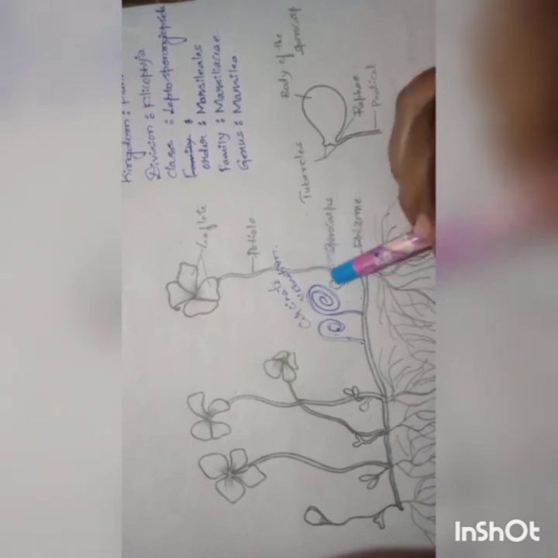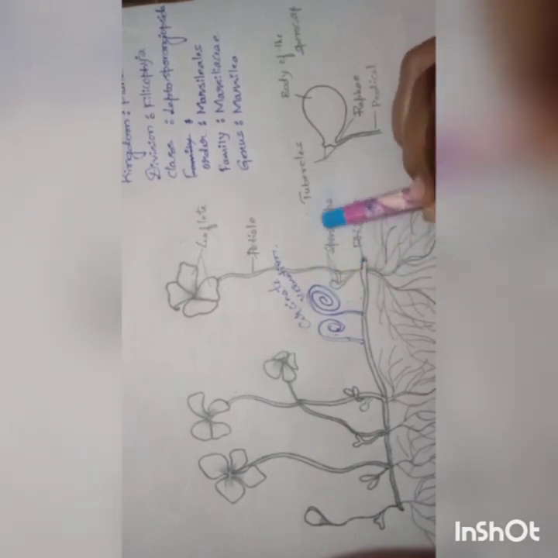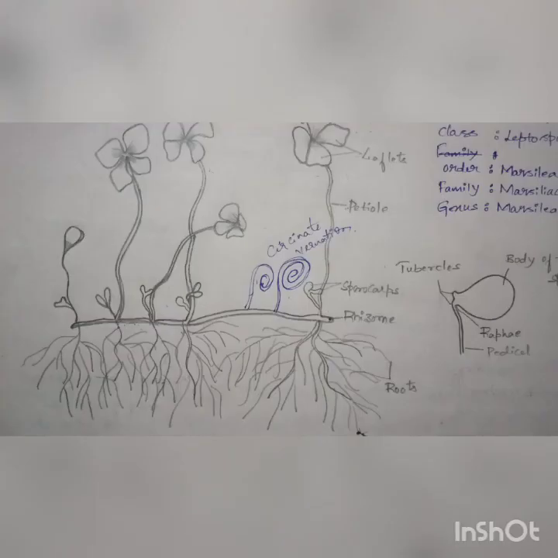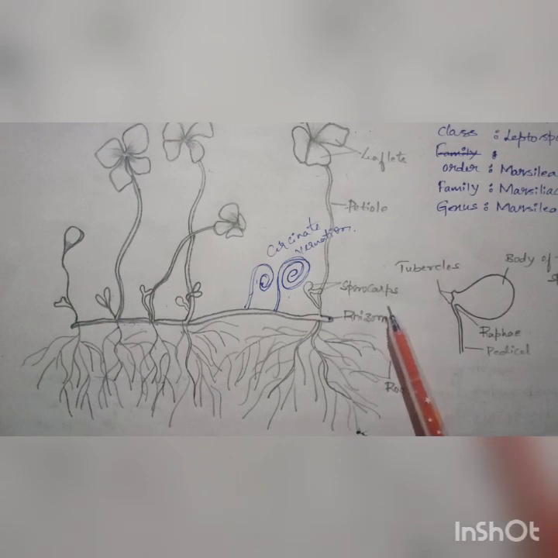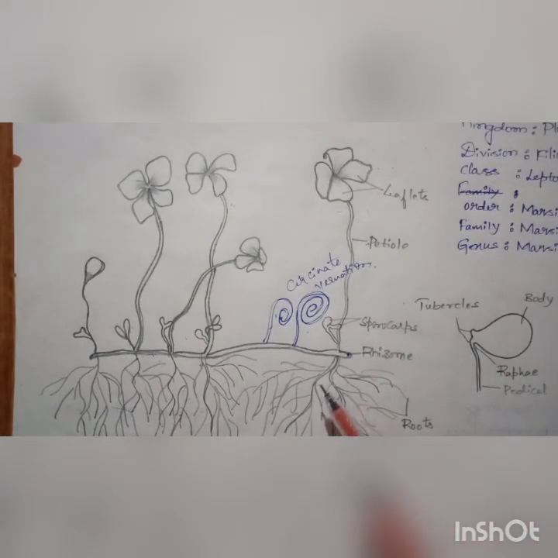At the basal part of the petiole, there is a specialized structure, and these structures are called sporocarps. And these sporocarps are helpful in reproduction. So this is about the external features of Marsilia.